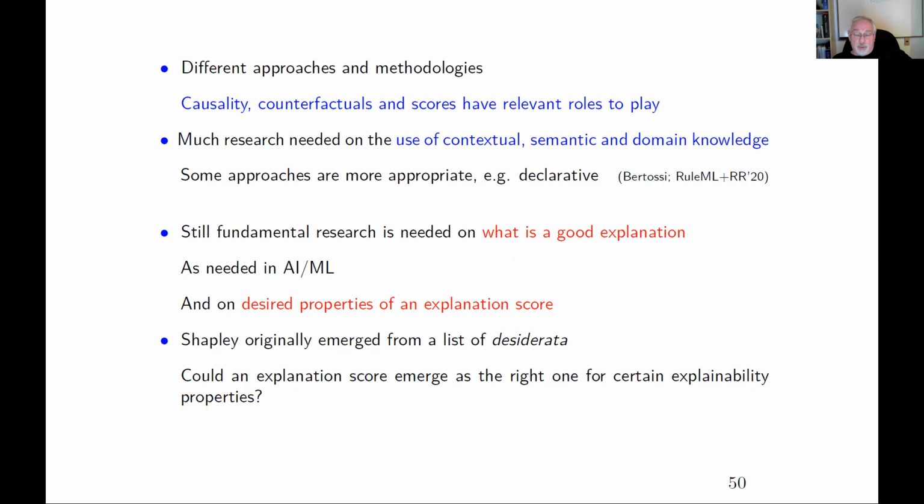There are, of course, a few different approaches and methodologies that I mentioned, but it's very common to find causality and counterfactuals and scores as important players in this score definition game. So that is something that you can observe as a pattern. There is still, in my view, much research to do in the direction of using additional information, I mean, contextual, semantic, and domain knowledge. And some approaches may be more appropriate than others, and I propose a declarative approach in this paper that appeared this year.